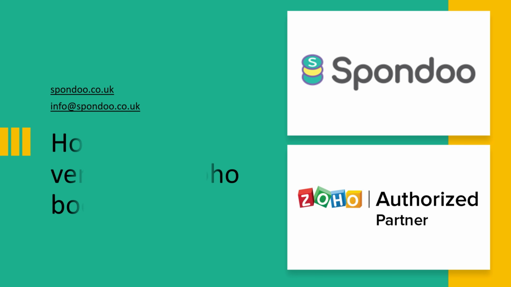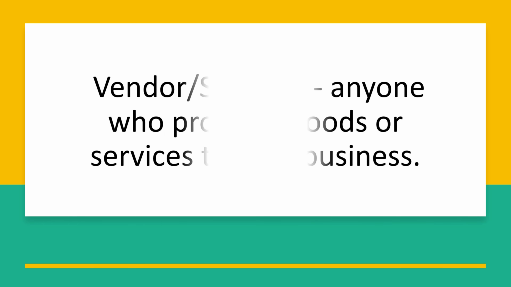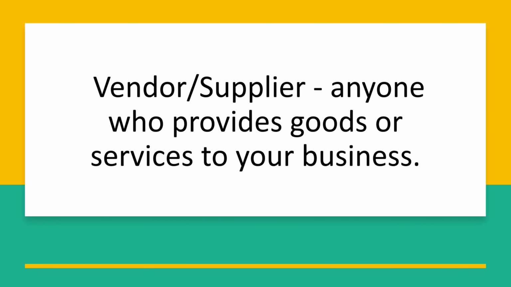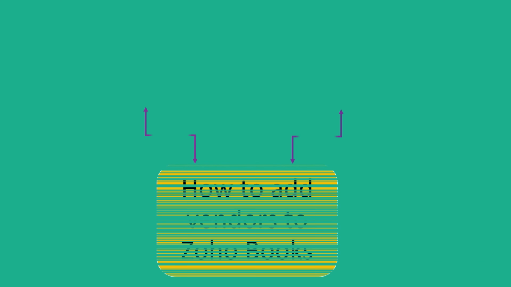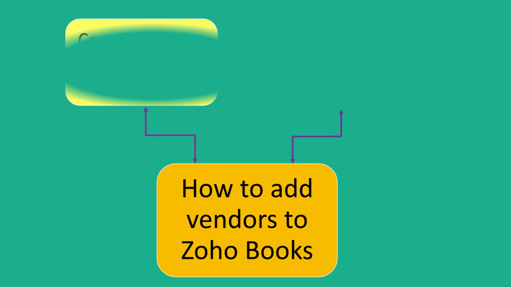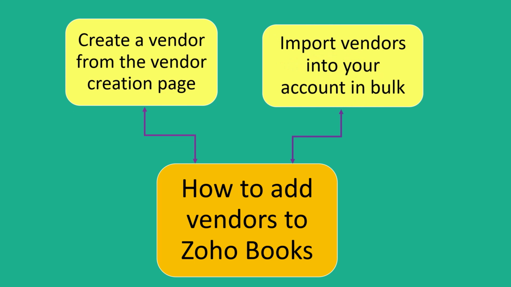In this video, we will talk about how to add your vendors to Zoho Books. Although it might be obvious, a vendor or a supplier is anyone who provides goods or services to your business. As you may already know, you must add vendors to your Zoho account for you to create purchase transactions like bills and purchase orders. There are two ways of adding vendors to Zoho Books. You can either create them from the vendor creation page, or import vendors into your account in bulk. Stick to this video to see what to do in each case.